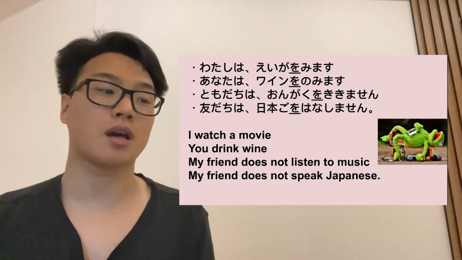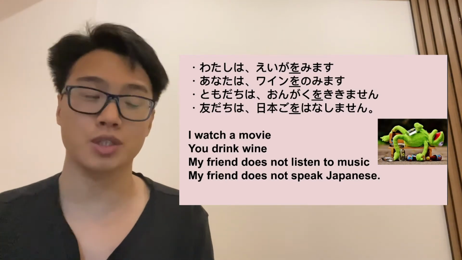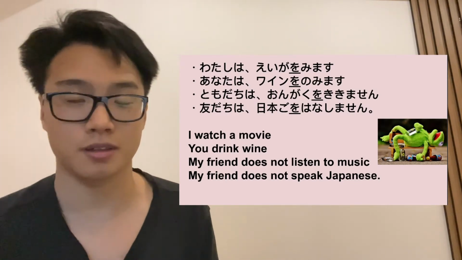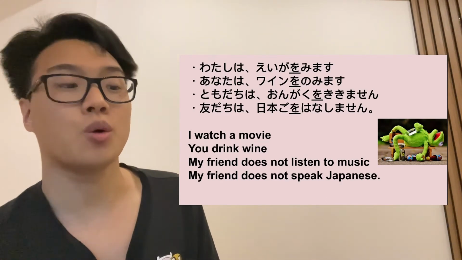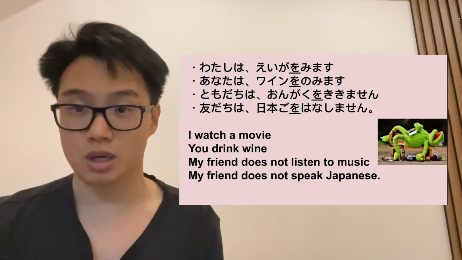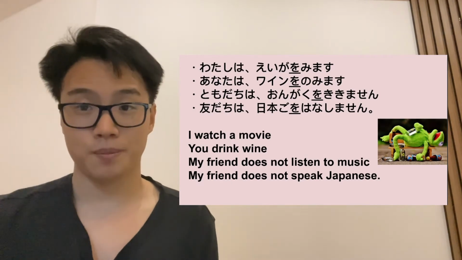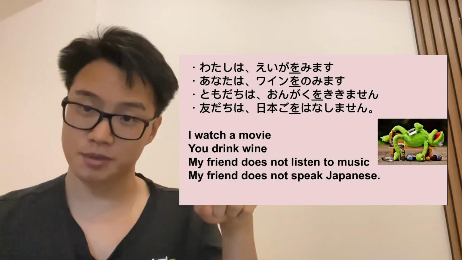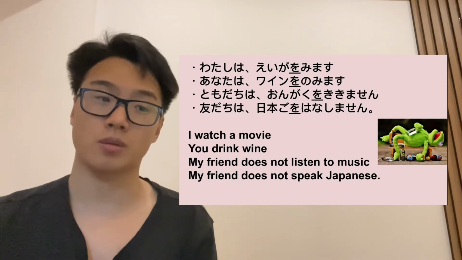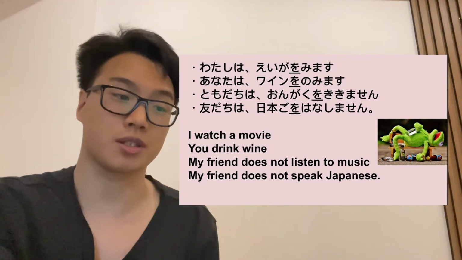And the last sentence, 友達は日本語を話しません。友達は my friend or your friend or his or her friend, depending on the context. 日本語 Japanese language, right? Object. Object marker. 話しません。話す、話します、話しません, right? To speak or to say or to tell. My friend doesn't speak Japanese. 友達は日本語を話しません。I do speak Japanese.